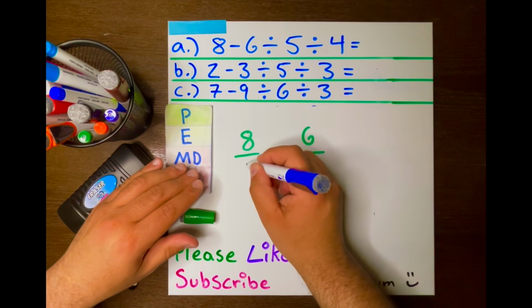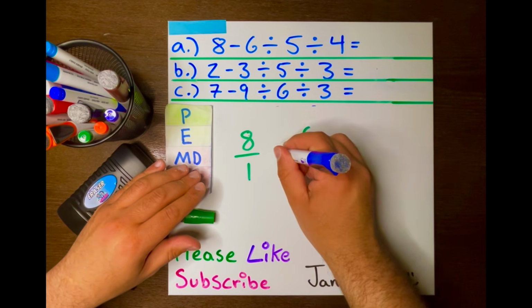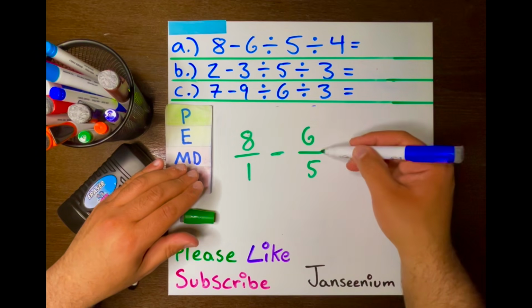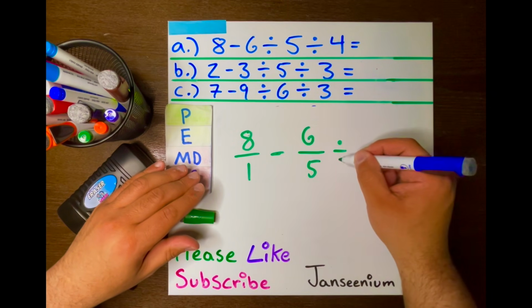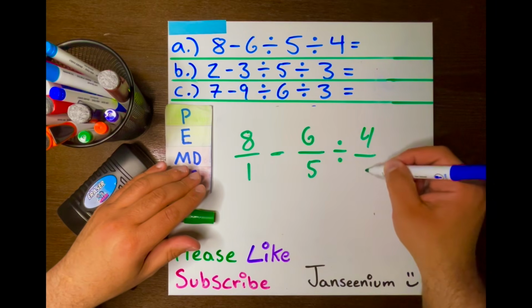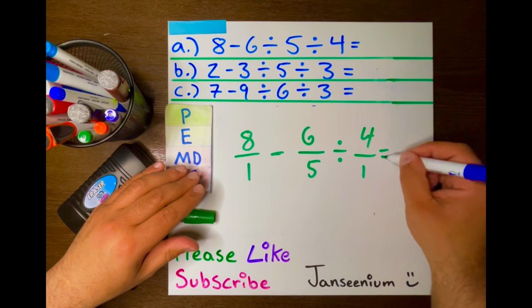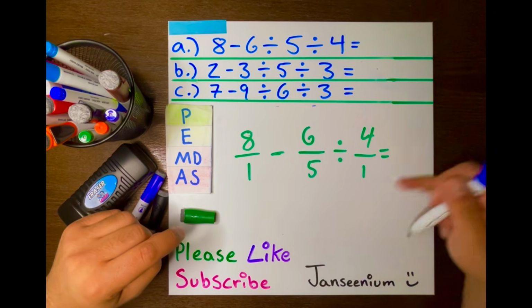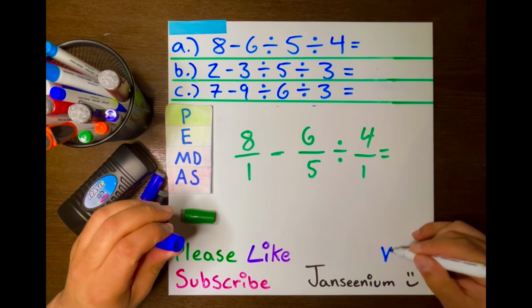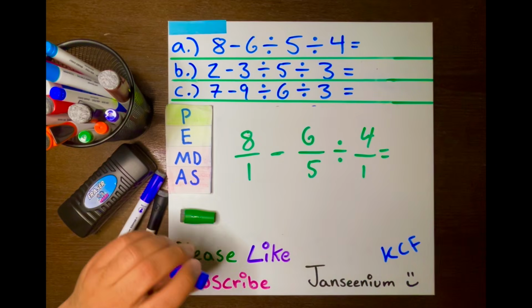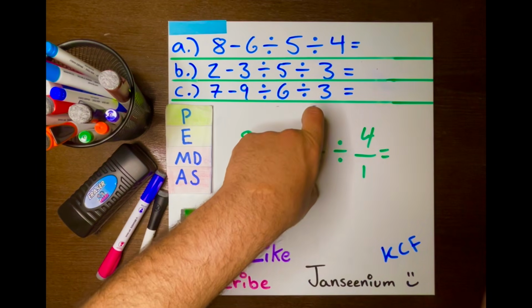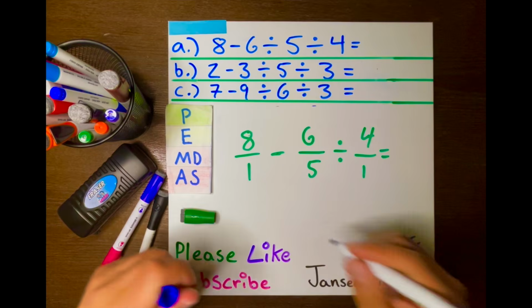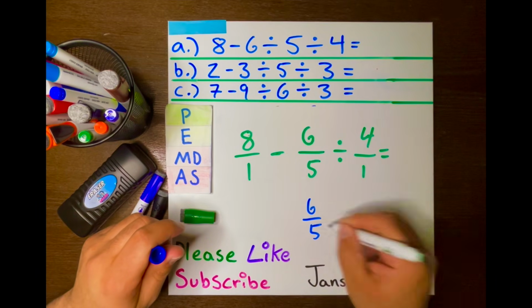So I'll write 8 over 1, which equals 8, does not change the 8, minus 6 over 5, divided by 4 over 1, which equals 4, does not change the 4. Looking at PEMDAS, division goes first. So we're going to use the keep, change, flip rule. So we'll keep the first part, the fraction. So I'll write it here, 6 over 5.